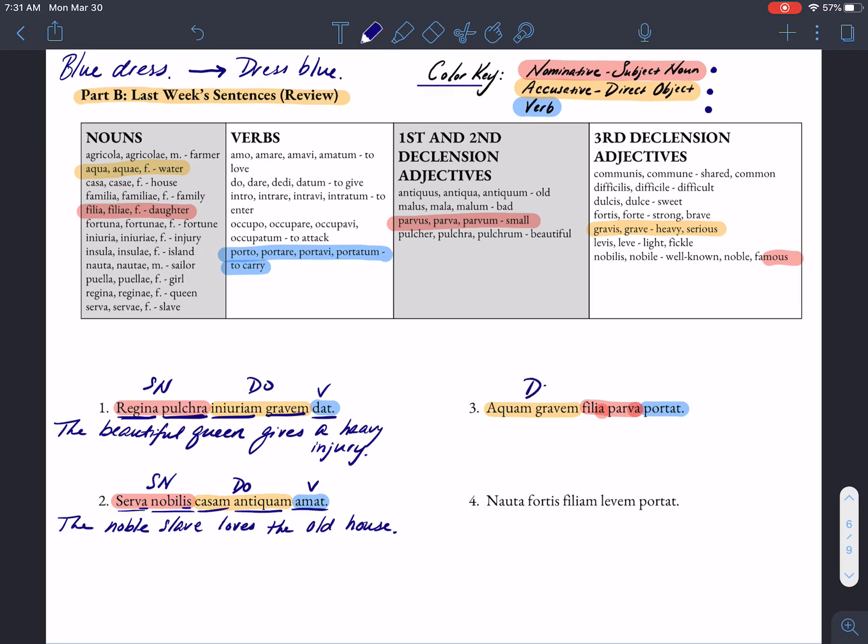This is your markup from last week. Now let's put it all together. The parva filia, the small daughter, portat, carries the gravem aquam, the heavy water.